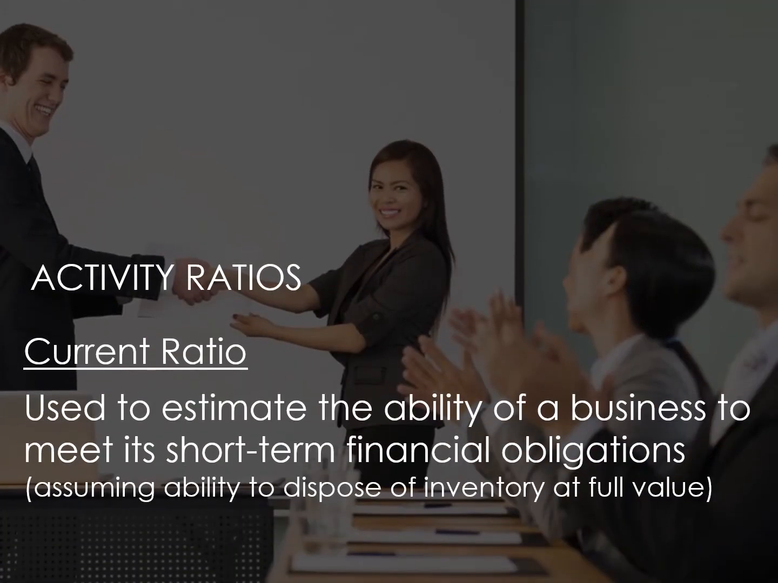So the first thing we'll talk about is the current ratio. This is a ratio used to estimate the ability of a business to meet its short-term financial obligations. And it's assuming ability to dispose of your inventory at the full value.